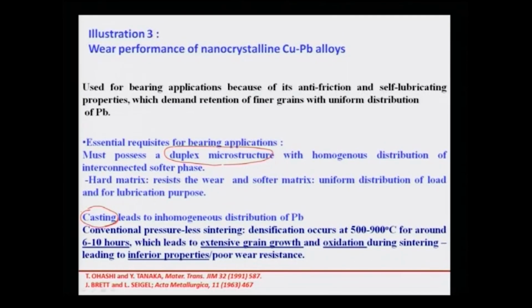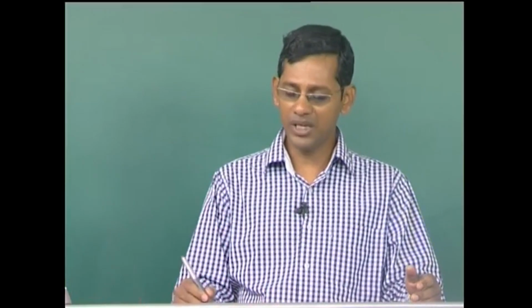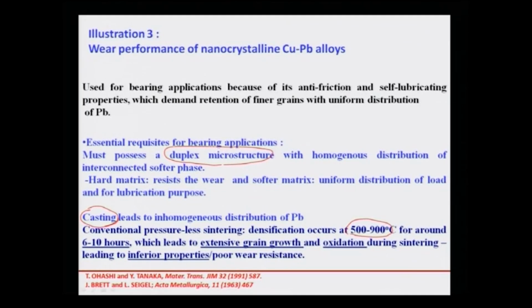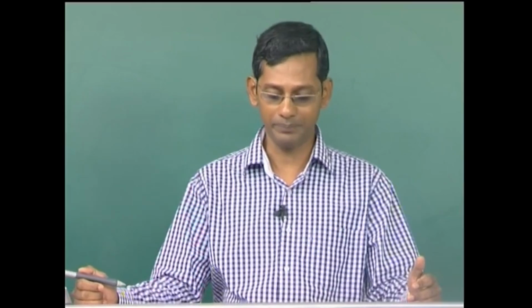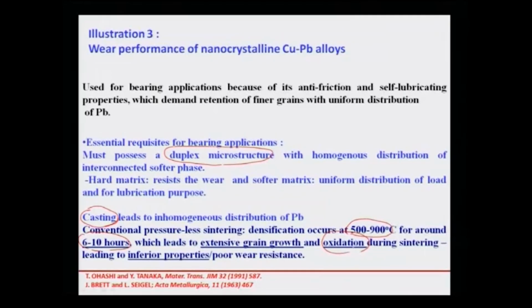In the conventional sintering routes, where copper and lead powders are mixed and then sintered by a pressure-less technique, it has been observed that it takes about 500 to 900 degrees Celsius, by heating the sample or the powder mixture for about 6 to 10 hours, to get a dense sinter product. And this temperature and time will obviously lead to extensive grain growth of the matrix, or copper, and also it can lead to oxidation of both copper and lead.